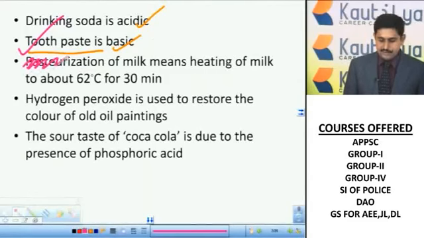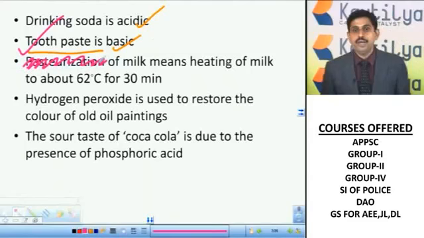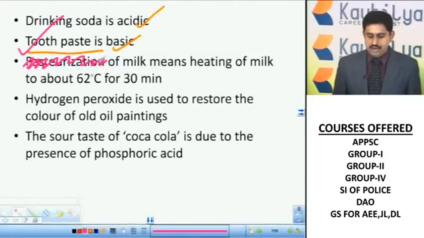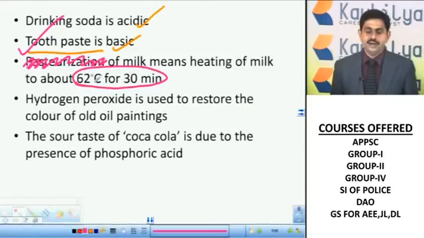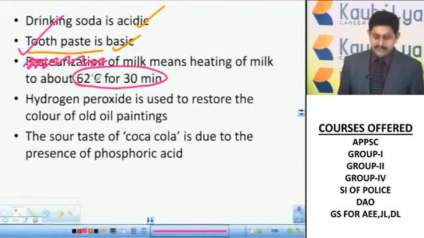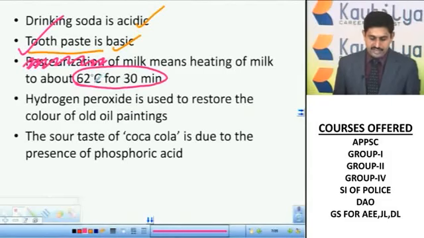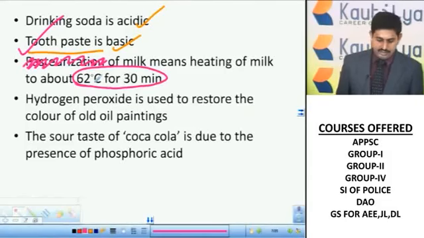Pasteurization is the process of sterilization of milk, right? It means heating of milk at 62 to 63 degrees centigrade for 30 minutes. That is called pasteurization. In this process, you are going to sterilize the milk. Pasteurization is nothing but heating of milk at 62 to 63 degrees centigrade for 30 minutes.